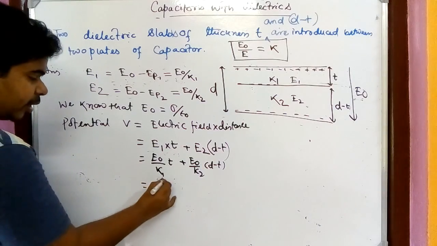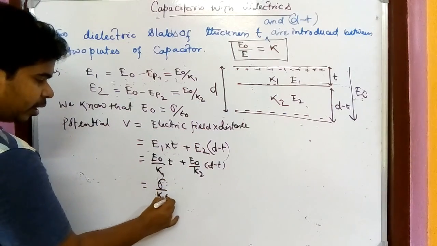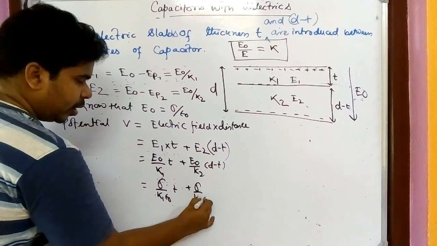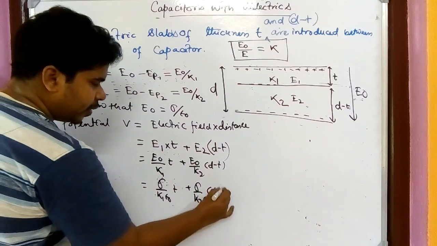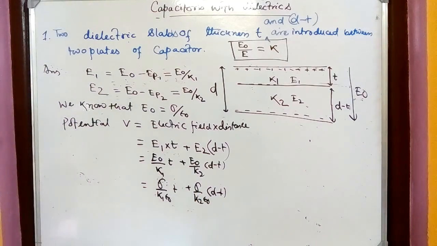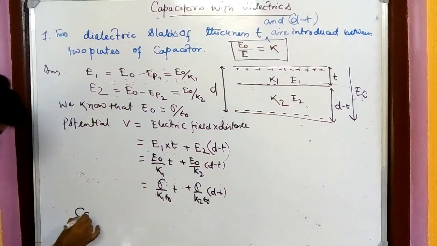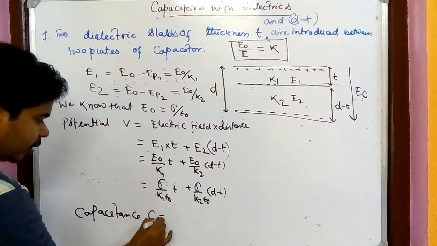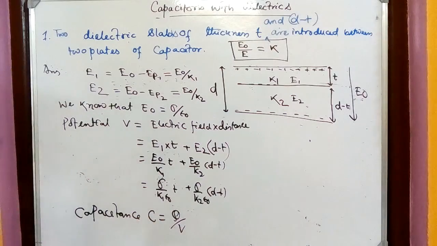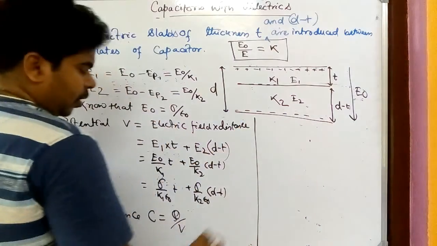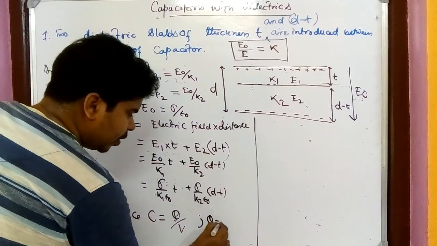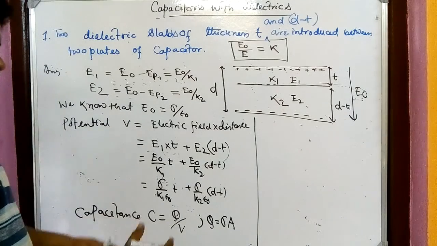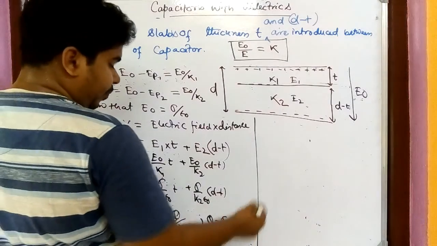E naught means sigma by K1 epsilon naught into T plus sigma by K2 epsilon naught into D minus T. Again, we have to find capacitance. So capacitance C equals Q by V, and you know Q equals sigma into A, that is charge density or charge per unit area into area. So put the value here.